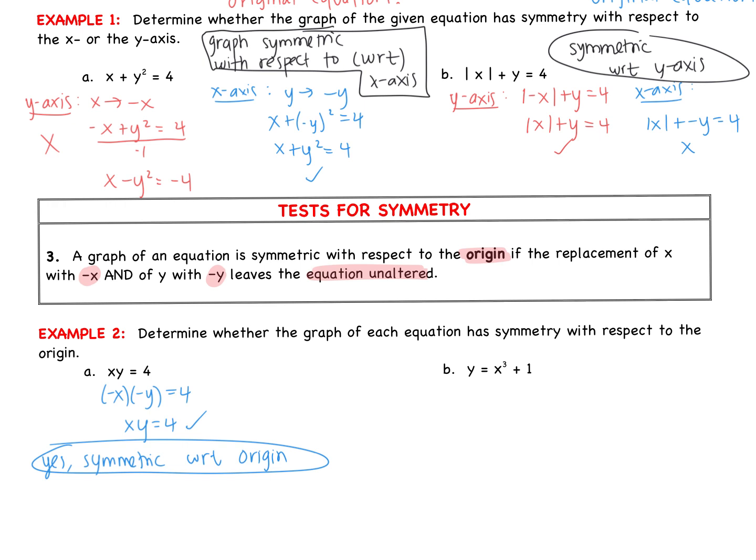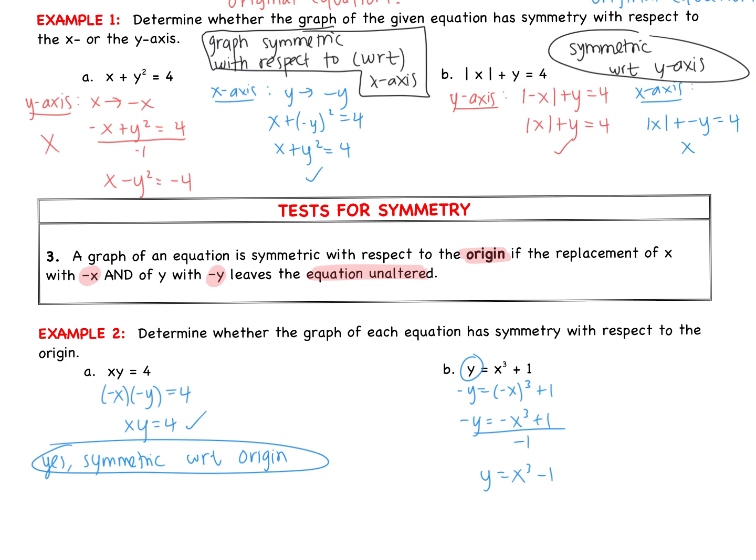Okay, in B, we put in a negative y, and then we put in a negative x. On the right side, if I take a negative number and I cube it, does the negative stay around? Yes. So this is really negative y equals negative x cubed plus 1. My original equation has a y, not a negative y, so I'm going to divide out that negative 1. And when I do, I get y equals x cubed minus 1.